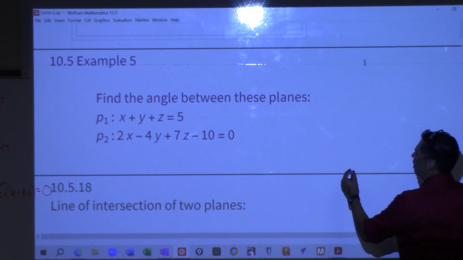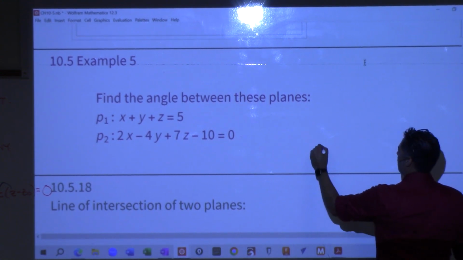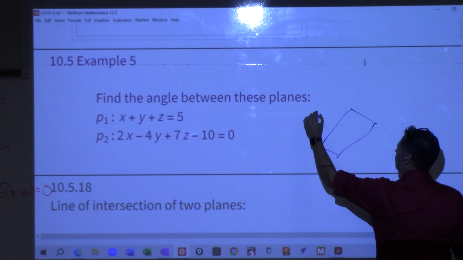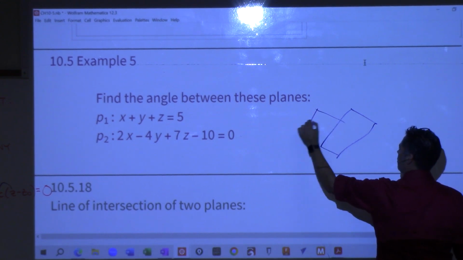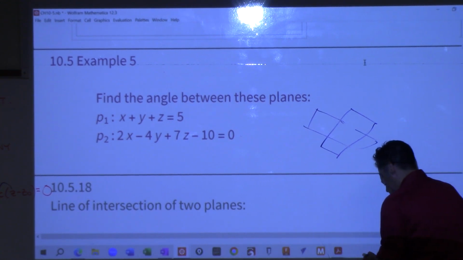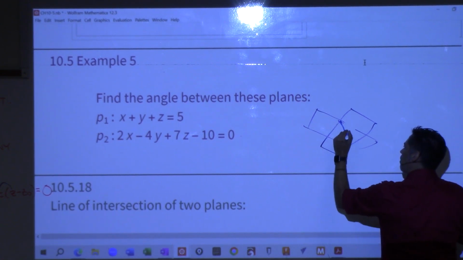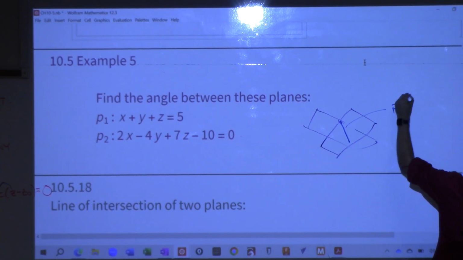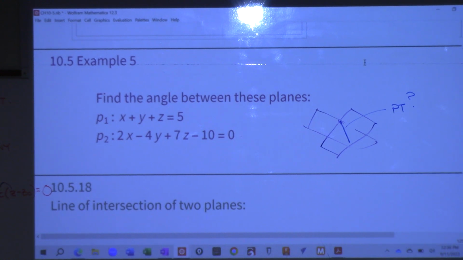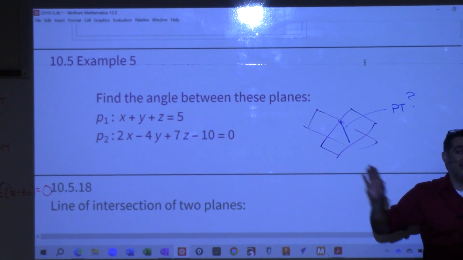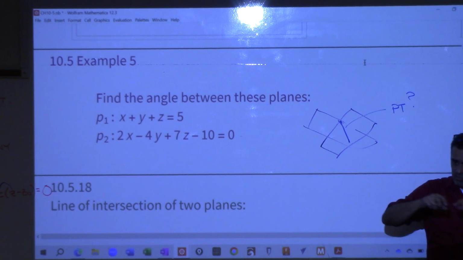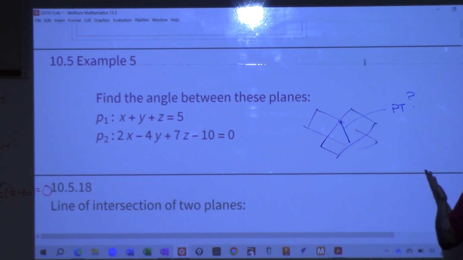Right now what I'm trying to do is get you to see that if we have two planes that hit each other, it's really hard to draw this, they're going to hit each other in a line, right? What I'm trying to do is just find me a point, any point on that line, because I need a point and then I need a direction vector to define a line.